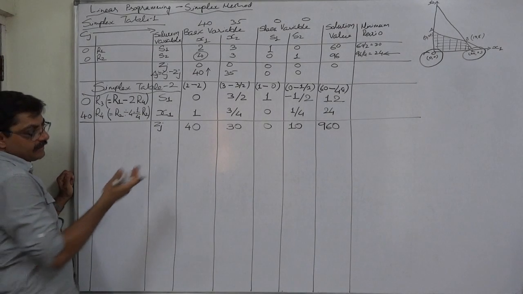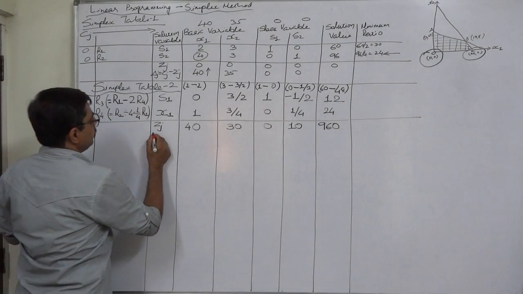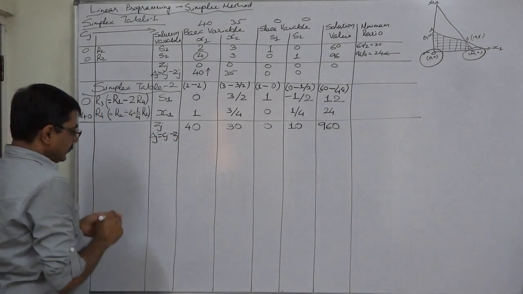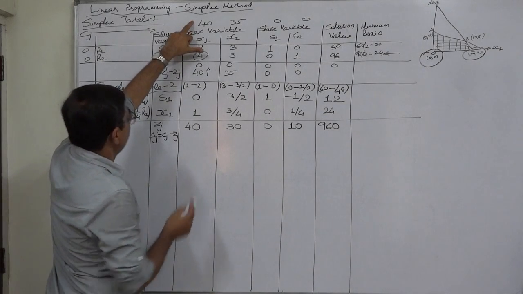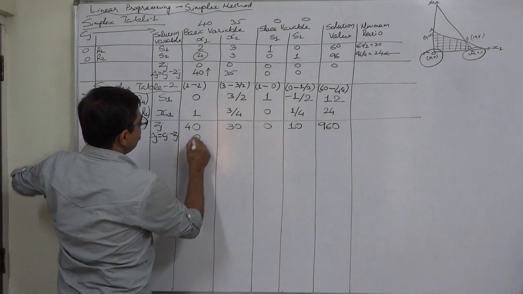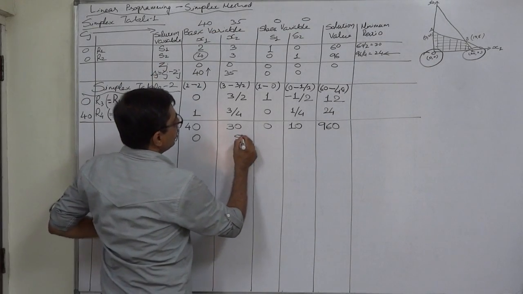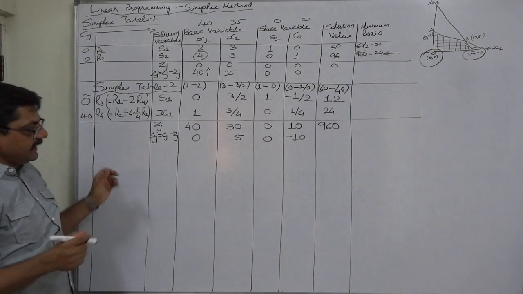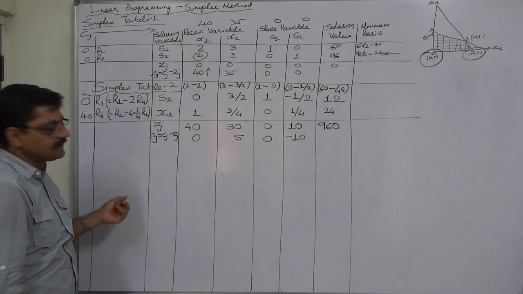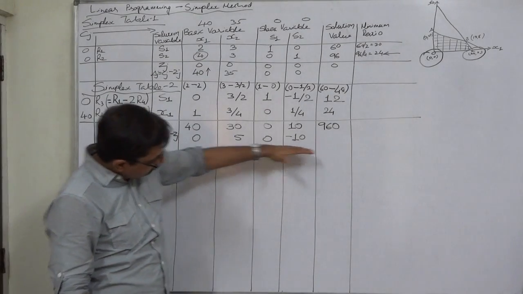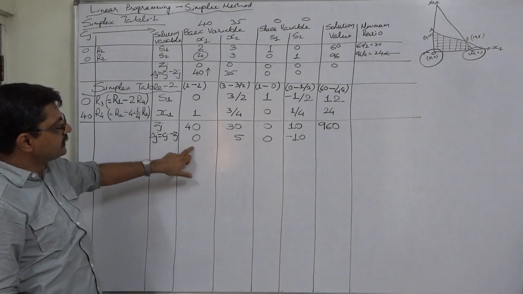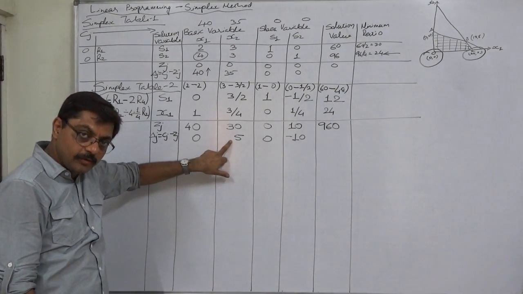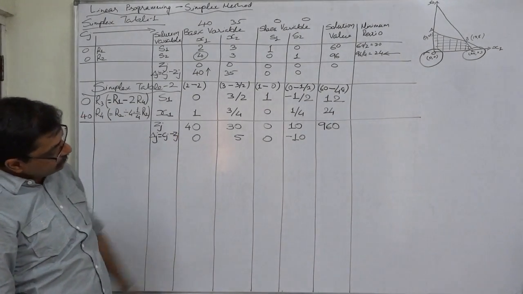But we have to check whether this is optimal or not. We have to find delta J, Cj minus Zj. 40 minus 40, 0, 35 minus 30, 5, 0 minus 0, 0, 0 minus 10, minus 10. This is the case of maximization. In case of a maximization problem, to have the optimal solution, all delta J values should be 0 or negative. But this value is not 0 or negative. That means this is not the optimal solution.